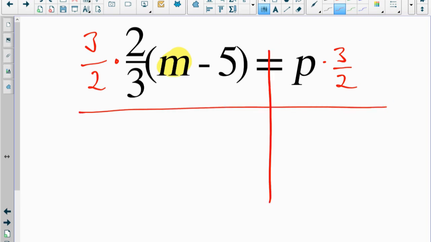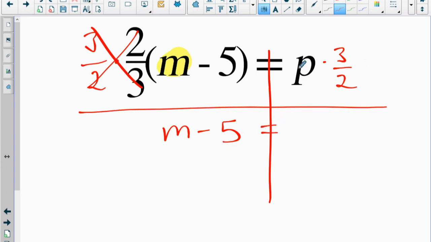Now let's simplify and see what we get. Well, 3/2 times 2/3 becomes 6/6, right? Because you multiply the top numbers, and multiply the bottom numbers together. But 6/6 is the same as 1. So this is where it basically just cancels out because it multiplies up to 1. And then if I take 1 times m minus 5, I just get m minus 5.